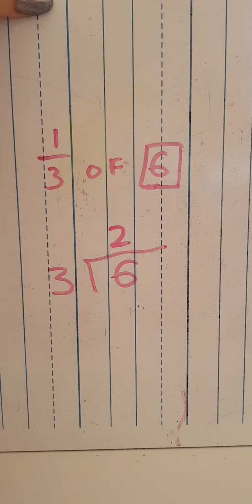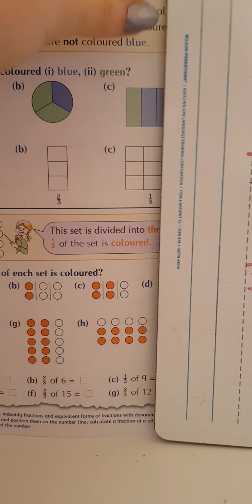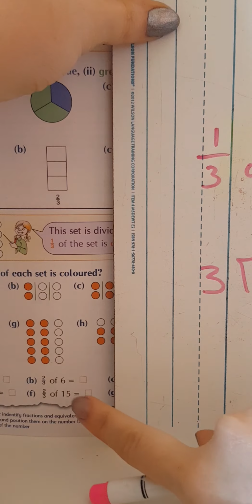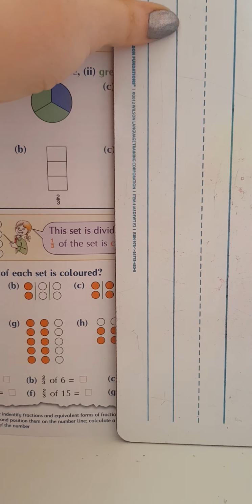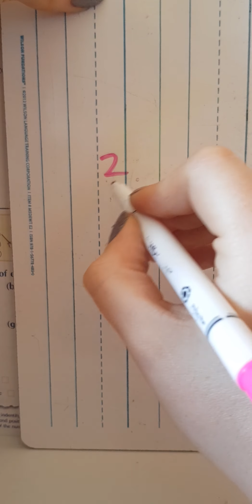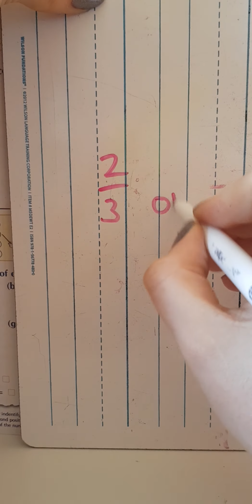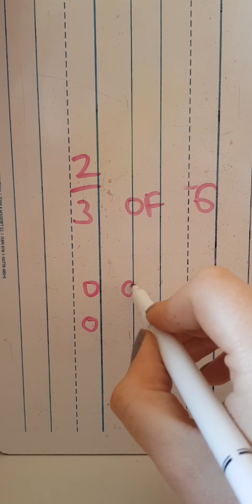And that's my answer. If they were asking for 2/3, like down here, there's another part to the process. So I'm going to pretend this time they want 2/3 of 6, okay? I'm going to do it the first way again, first to show you that way. So I'm going to draw 6.